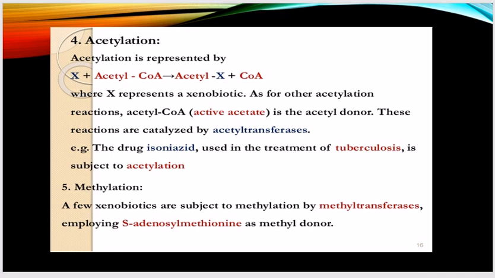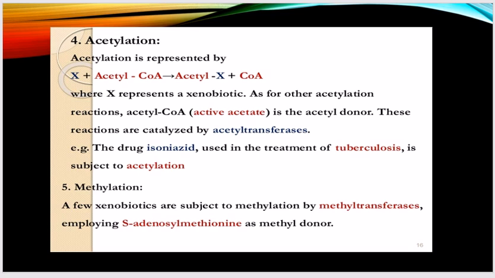The fourth important conjugation reaction is acetylation. It is represented when a xenobiotic combines with acetyl CoA, then it is converted into its active acetate, that is the acetyl donor, plus the liberation of CoA.